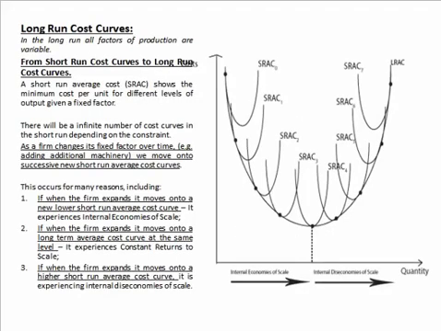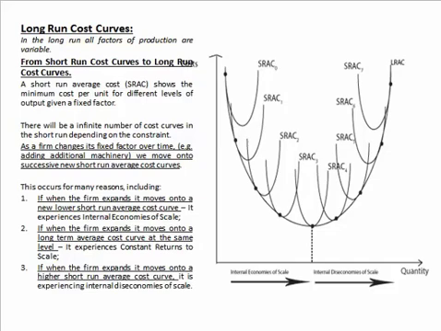Long run cost curves. In the long run, all factors of production are variable. Moving from short run cost curves to long run cost curves, a short run average cost, SRAC, shows the minimum cost per unit for different levels of output given a fixed factor, for example, the number of capital machines working in a factory. There will be an infinite number of cost curves in the short run depending on the constraint. For example, should the number of machines double in a factory, then output and cost would adjust accordingly.